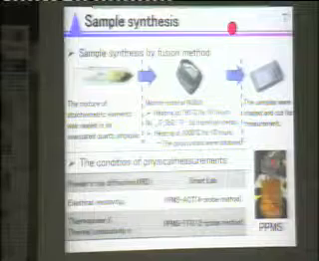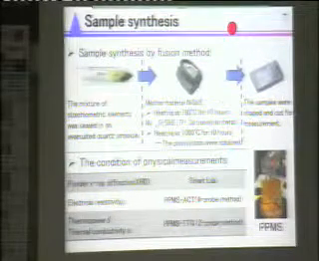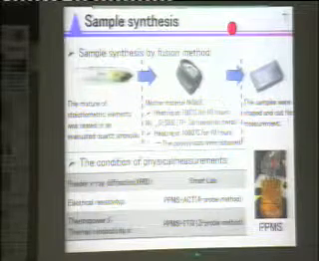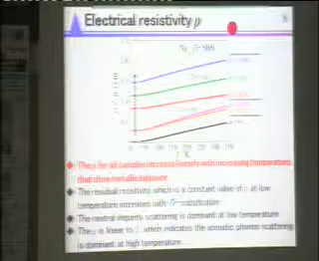This is the sample synthesis. This is the condition of sample synthesis. The mixture of stoichiometric elements was sealed in an evacuated closed tube ampoule like this. And for the materials, thermopower S and thermal conductivity were measured by the two-probe method in PPMS TTO.